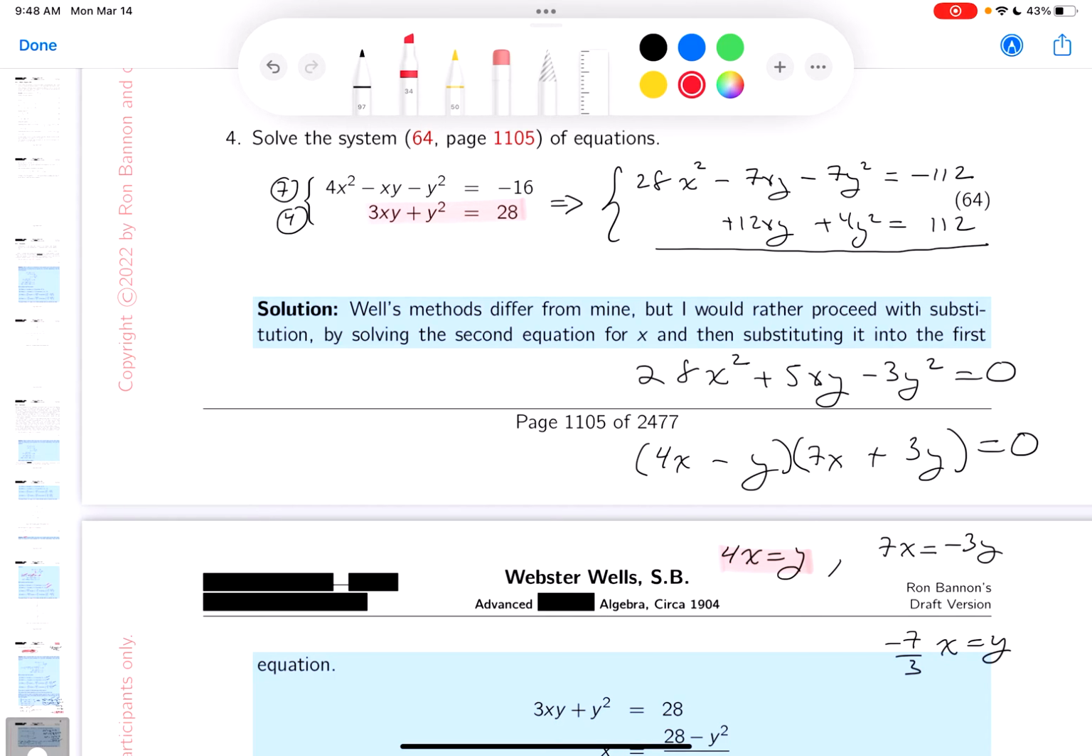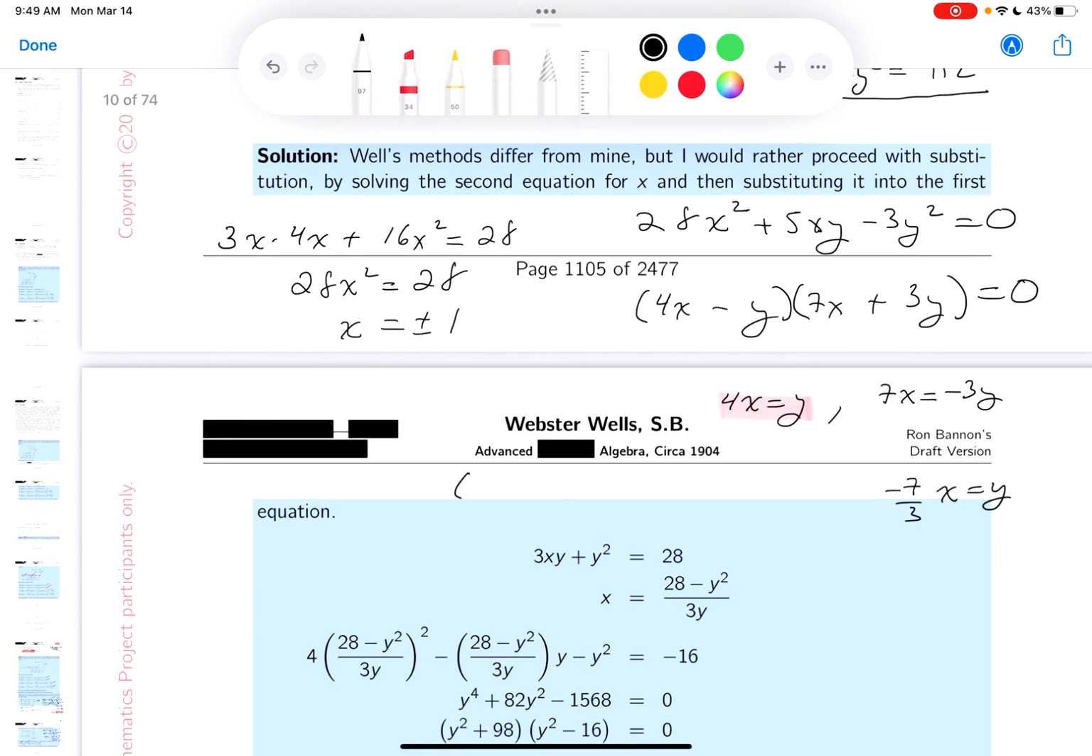So let's plug it in, all right? So you get 3x times y, which is 4x, plus y squared, which is 16x squared, isn't it? And that equals 28. Let's hope for the best. Well, 3 times 4 is 12. 12 and 16 is 28x squared. Well, this is very simple. x here is plus or minus 1. So I'm going to write the answer down. If x is 1, what's y? It would be 4. If x is minus 1, what's y? It would be minus 4. These are 2 answers now. All right? Let's do the other one.